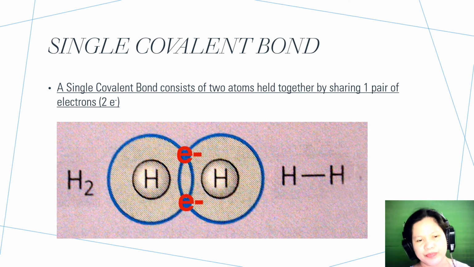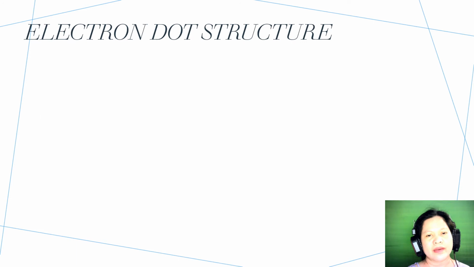For example, hydrogen gas. Hydrogen has one electron in the outer shell. So the other one also has 1 electron in the outer shell. So therefore, the bond is a single bond. So isang bond lang yung mabubuo. That's for single bond. Okay, next.